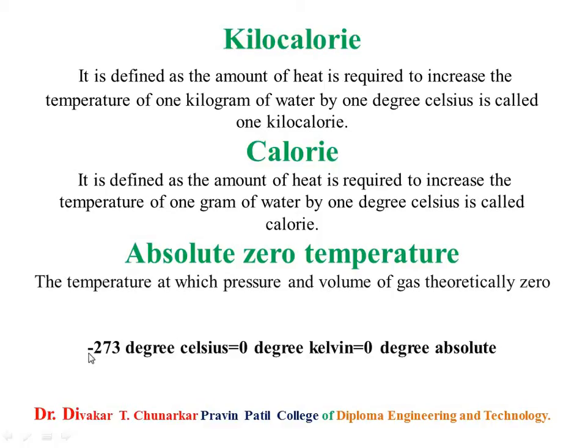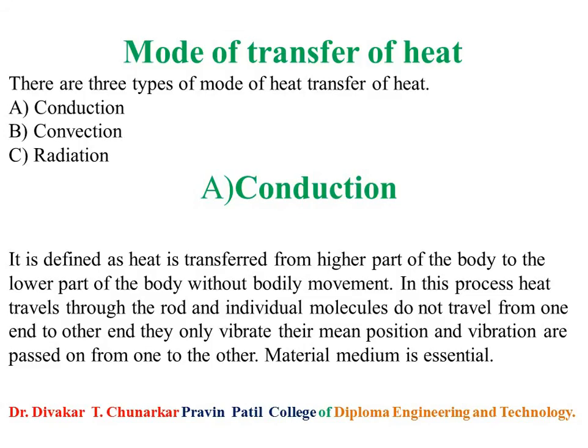What I am saying: minus 273 degrees Celsius equals 0 Kelvin, which is absolute zero temperature. So this is the simple and short definition of kilocalorie, calorie and absolute zero temperature.